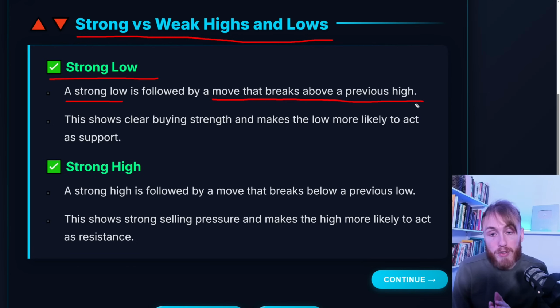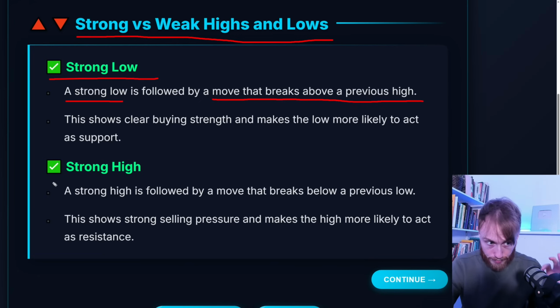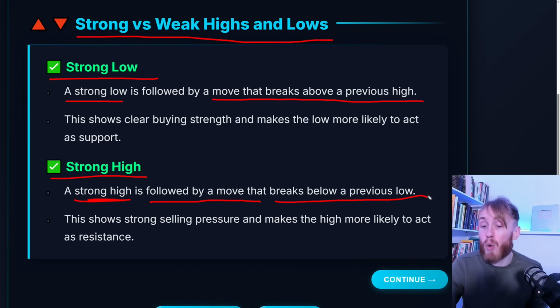So if we have a move that causes a break of structure, then we have a strong low. The same thing, but the opposite, is true for the strong high. A strong high is followed by a move that breaks below the previous swing low. And in both of these cases, it shows clear strength and it makes the levels more likely to act as either support or resistance in the future.